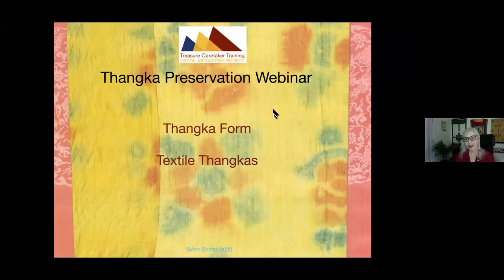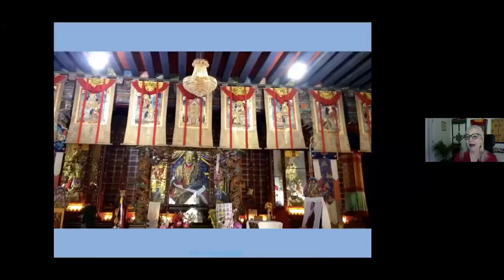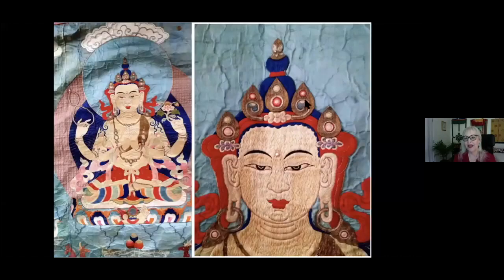Let's talk about thangkas that are all textile. They actually don't have a painting in the middle. This is from the Royal Palace Monastery Temple in Sikkim. And these thangkas are all textile. It's one of my plans to go there and help do the preservation work on them. This is from the private collection of the Dalai Lama. This is all textile.